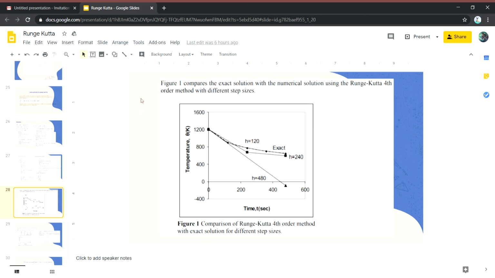And this is the graph you can see here as figure 1. It compares the exact solution with the numerical solution using the Runge-Kutta fourth order method with different step sizes. So this is the step size for 120, this is the step size for 240, and this is the step size for 480. Comparison of Runge-Kutta fourth order method with exact solution for different step sizes.